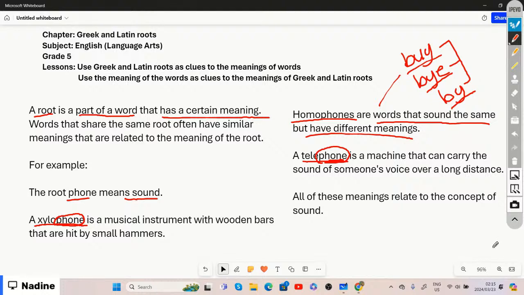So, do we understand? Should I explain again? Can I continue? All right.